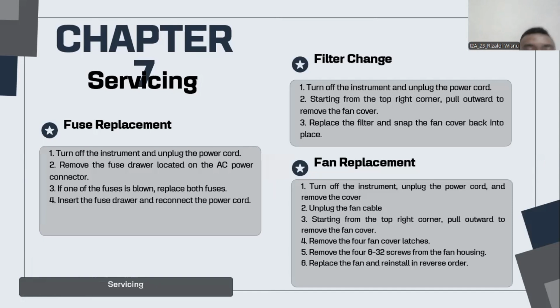Okay, the next chapter is chapter 7, about servicing. The first one is fuse replacement. Number one, turn off the instrument and unplug the power cord. Number two, remove the fuse drawer located on the AC power connector. Number three, if one of the fuses is blown, replace both fuses. Next, insert the fuse drawer and reconnect the power cord.